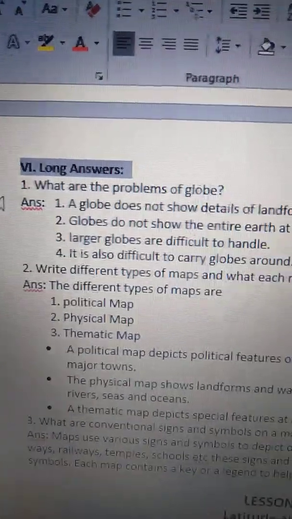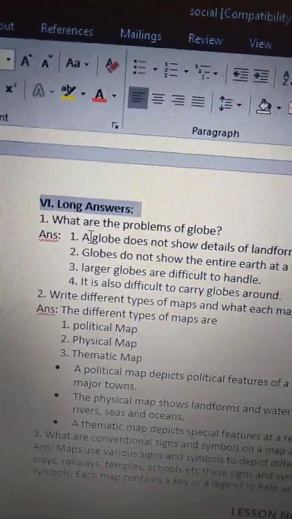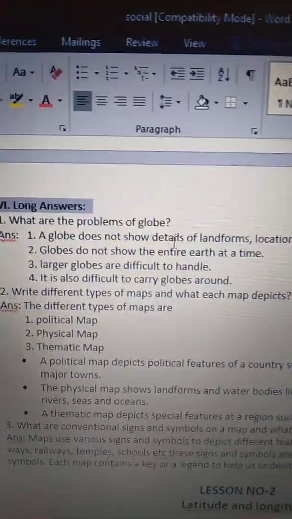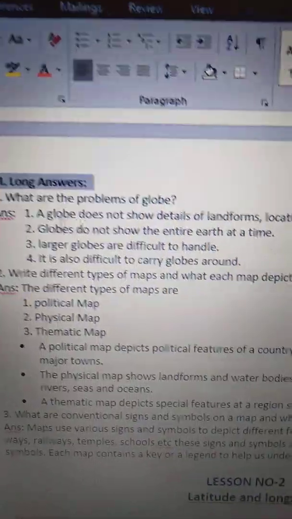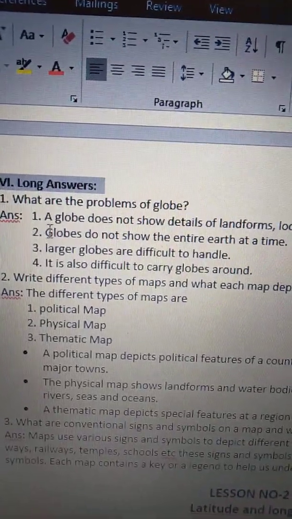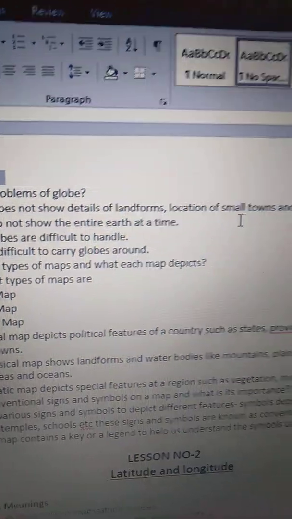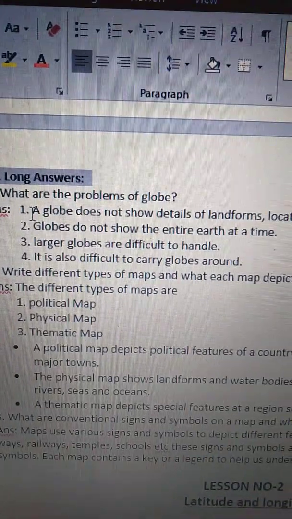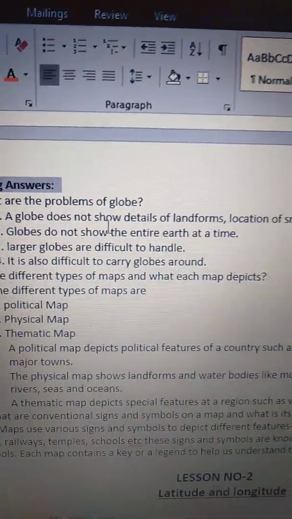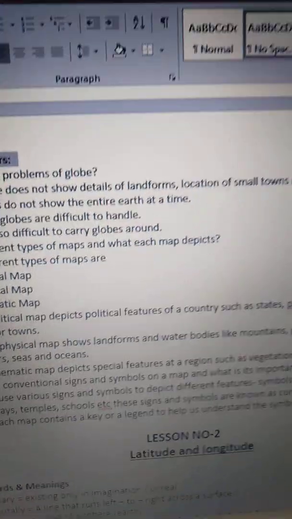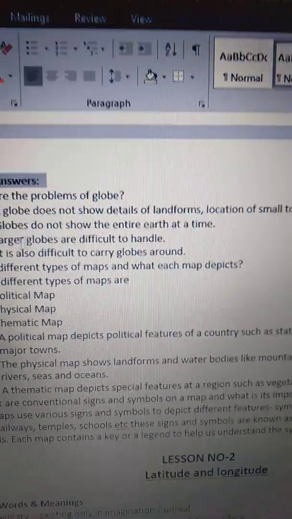Okay, see the first one. What are the problems of globe? So what are the problems we face by looking at globe? A globe does not show details of landforms, location of small towns and other such information. This is the first drawback.